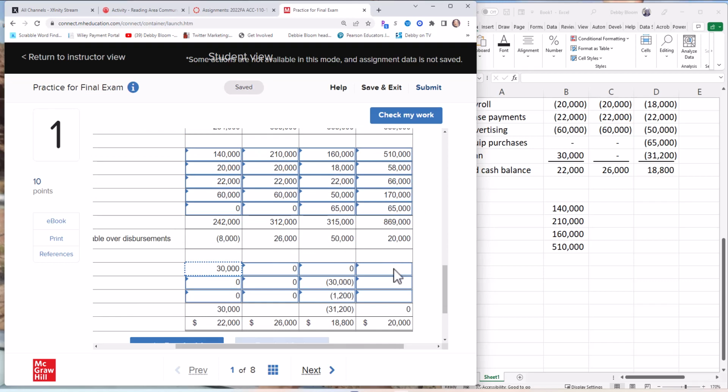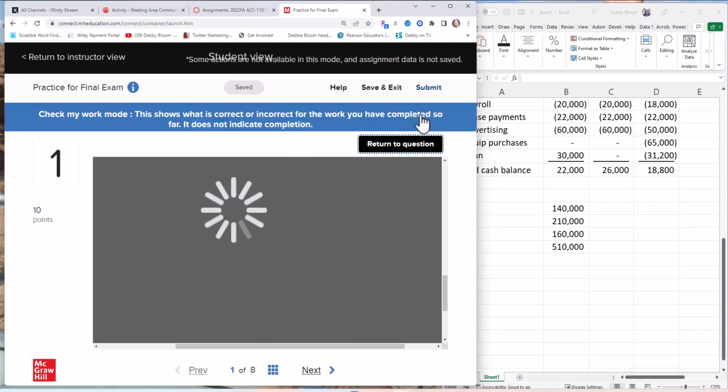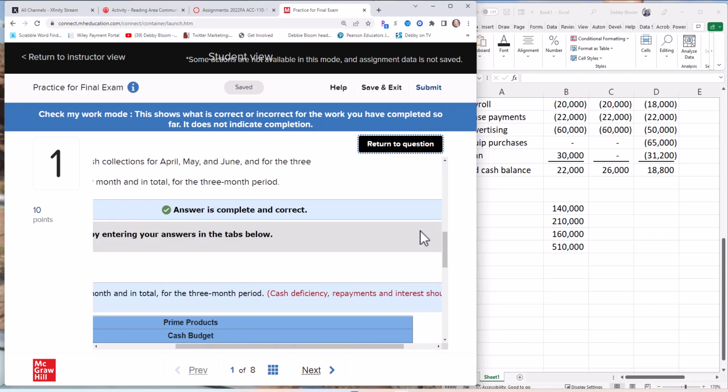And then finally, 30,000 borrowed, 30,000 repaid during the quarter, and $1,200 of interest paid during the quarter. And notice how that's 1,200, not 12,000, and a negative. So notice how the ending cash balance is not the three added together. The ending cash balance is at the end of the quarter. Now we're going to check our work. Notice now, answer is complete and correct.